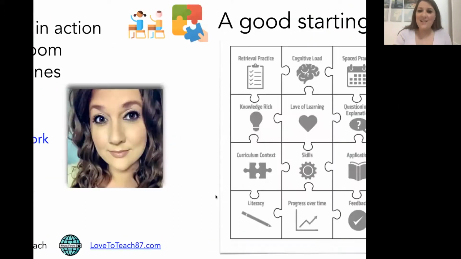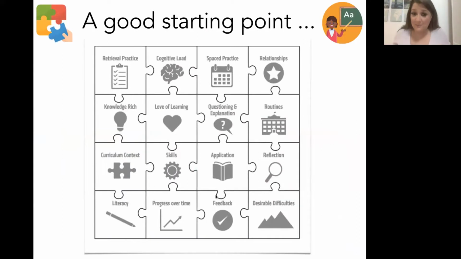So to start off with, I think this is a great starting point. You may have seen me share this before. It's my teaching and learning jigsaw puzzle. So even though I'm a very passionate advocate for retrieval practice, I am well aware that retrieval practice is only one piece of a very complex puzzle when it comes to teaching and learning. And that's why I made it a jigsaw as well, to show how all of these factors are connected.